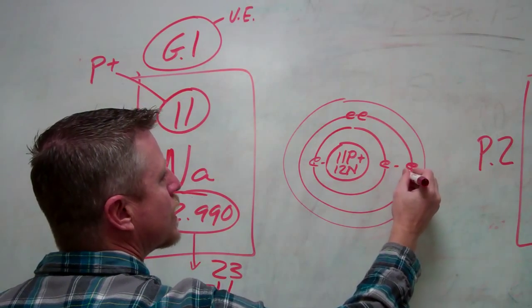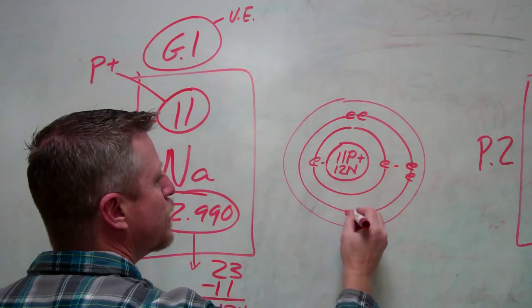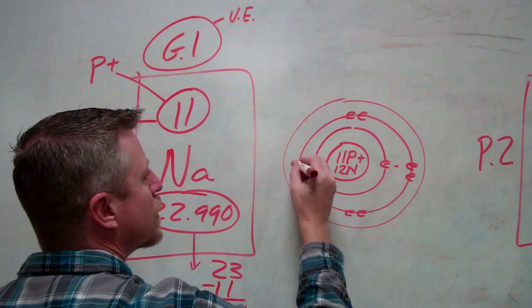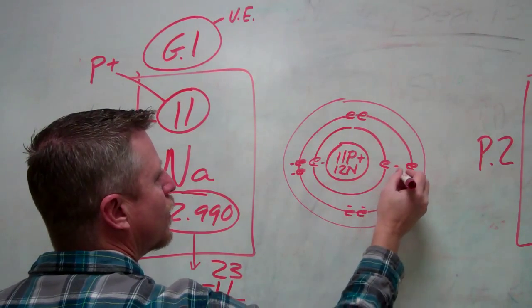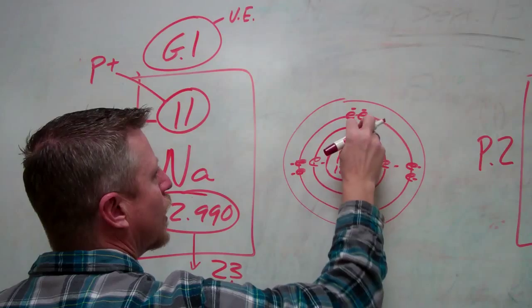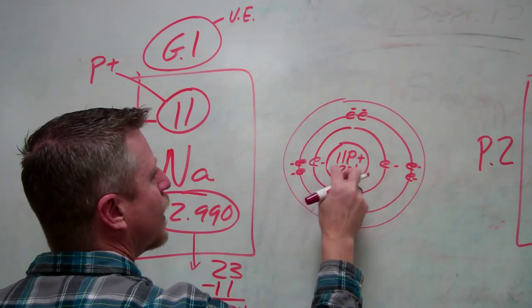And I'm going to pair them up because it's easier to count at this point. When the atoms get bigger, usually you put your electrons together when you draw them. That makes it easier to count. So we got 2, 4, 6, 8, 9, 10.